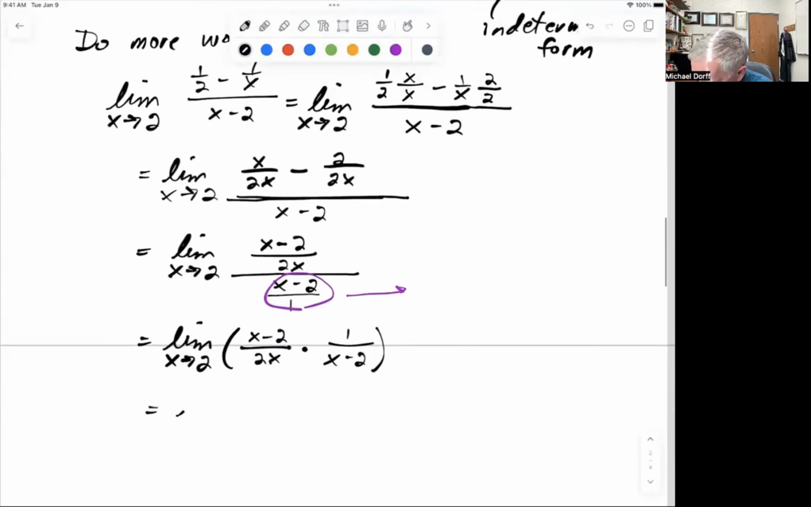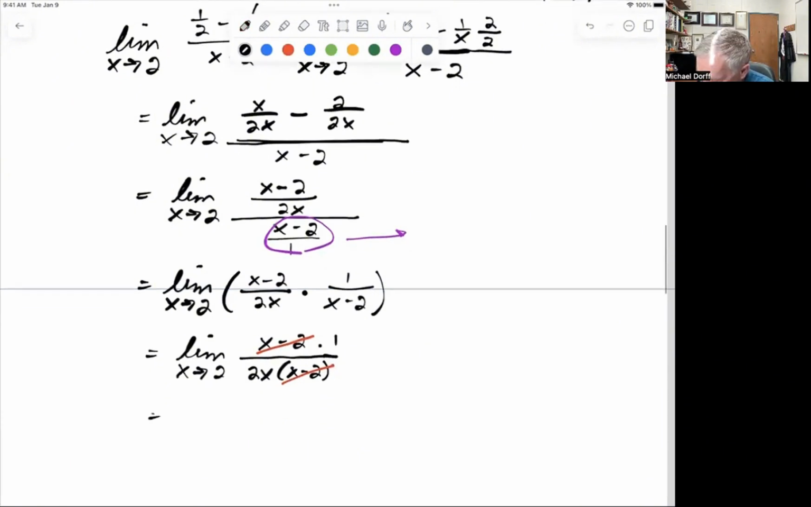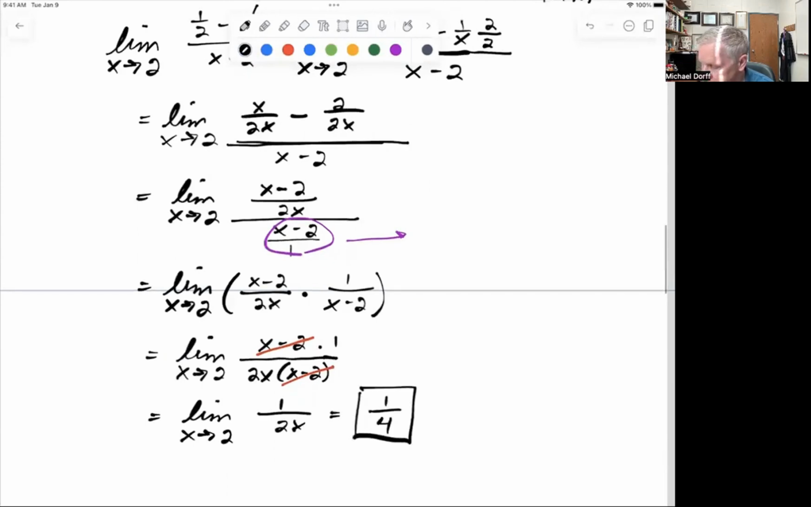All right. So some of you don't need to do this next step, but you could think of this as x minus 2 times 1 in the numerator, and then in the denominator, I've got 2x times x minus 2. And now I see that I can cancel out something from the top and from the bottom. There's an x minus 2 in the top and an x minus 2 in the bottom. What does that leave me in the top? It doesn't leave me with nothing. It leaves me with a 1. And so then I have the limit as x goes to 2 of 1 over 2x. And now I do direct substitution and I get 1 over 4, and that's my correct answer, right?